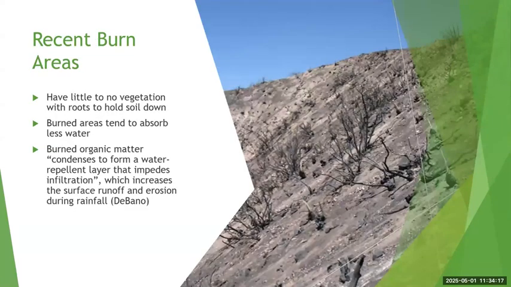And one of those areas is recent burn areas. They have little to no vegetation with roots to hold soil down as they've been burned. Burned areas also tend to absorb less water because the burned organic matter condenses to form that water repellent layer, increases the surface runoff, and will pick up some of those organic material, soil, and stuff that's on the surface. The same intensity of rain can generate overland flows more than 10 times greater in areas recently burned compared to those without fire. I thought that was an interesting fact.